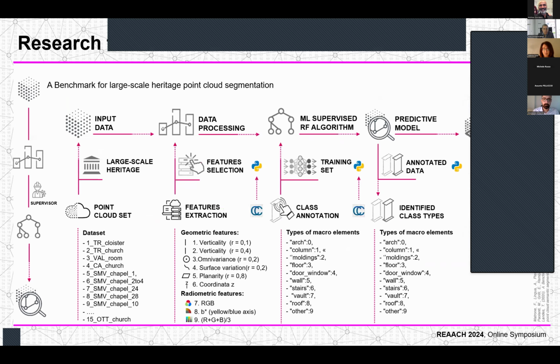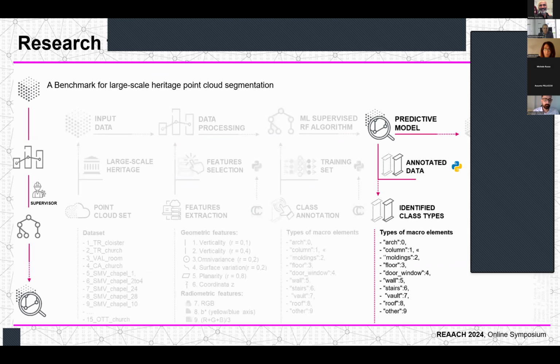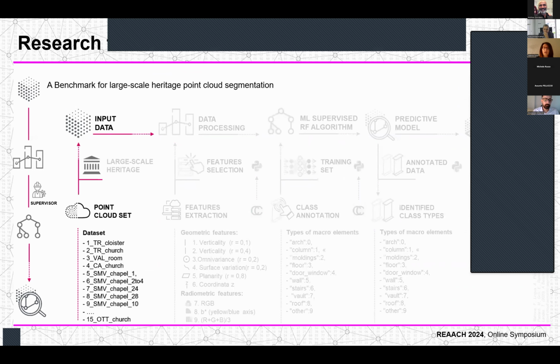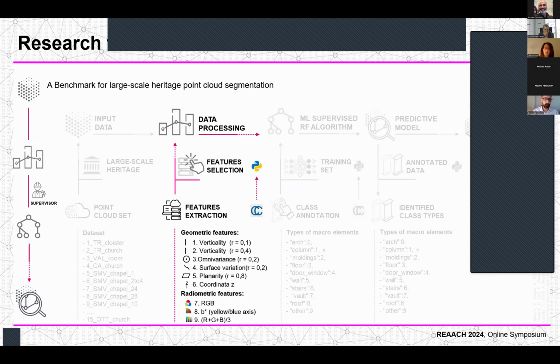To date, the well-established workflow based on the use of a random forest and made available by FBK's 3DOM unit basically consists of 4 phases, from the input data to the predictive model. Specifically, the supervised algorithm is pre-trained to recognize 10 classes of macro elements, with training on manually labeled data in Cloud Compare related to different architectural typologies. The training carried out in Python is based on the selection of some geometric and radiometric features computed in Cloud Compare.